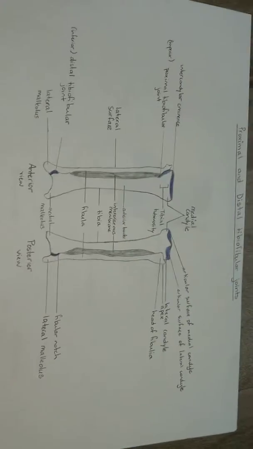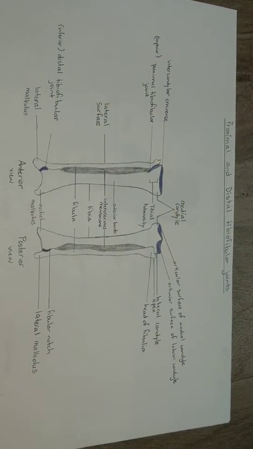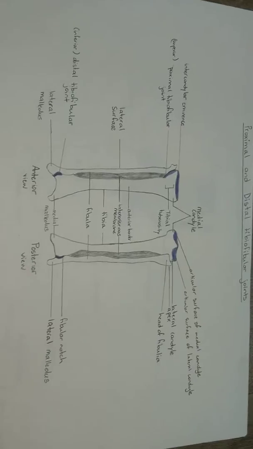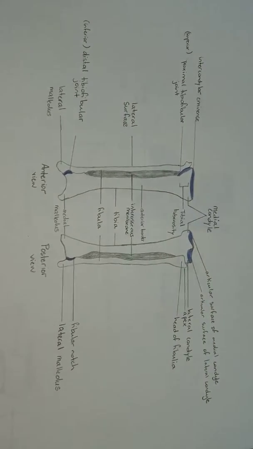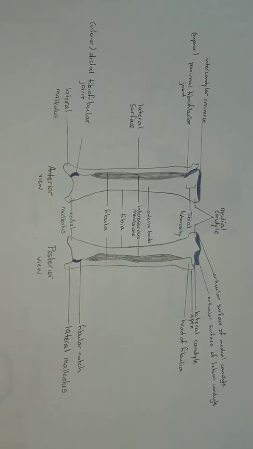Hi guys, so the second set of lower limb joints that we're going to talk about is the proximal and distal tibiofibular joints, which I have here in the diagram. I have an anterior and a posterior view.